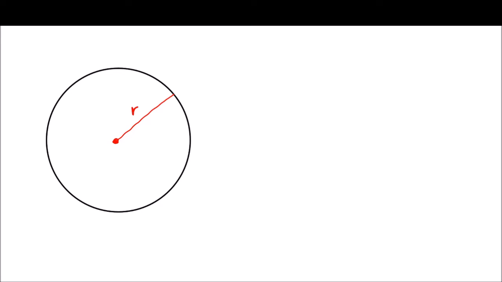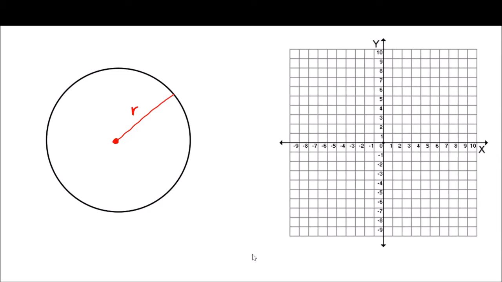Also remember that if we went all the way across, like this, then the whole distance across the circle would be called the diameter. And we often label that D for diameter. But today we're going to talk about circles in the context of a coordinate plane. So circles on a coordinate grid like this.